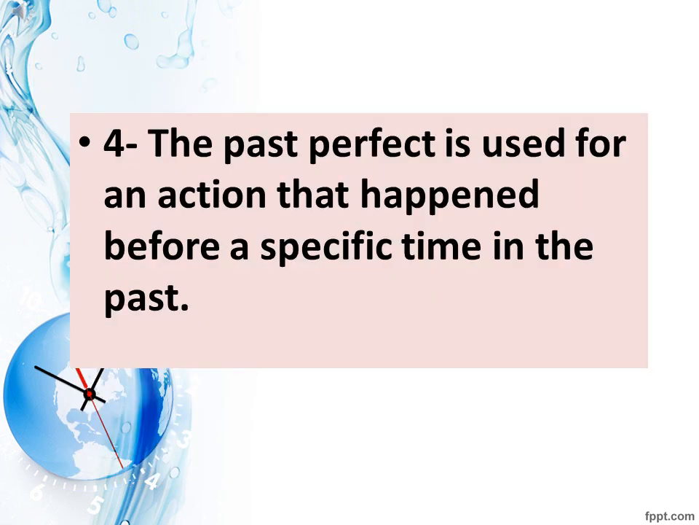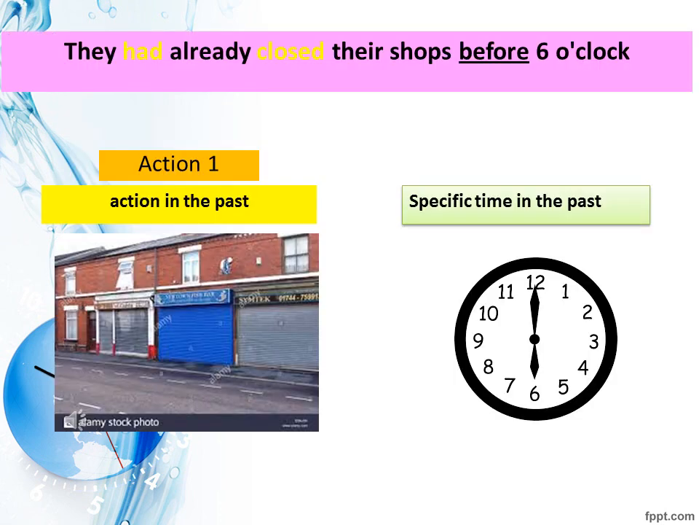Fourth use of the past perfect. So it is used for action that happened before a specific time in the past. واحد الحدث اللي وقع قبل واحد الوقت محدد في الماضي. Okay. Here let's see the example. So they had already closed their shops before 6 o'clock. They had already closed their shops before 6 o'clock.